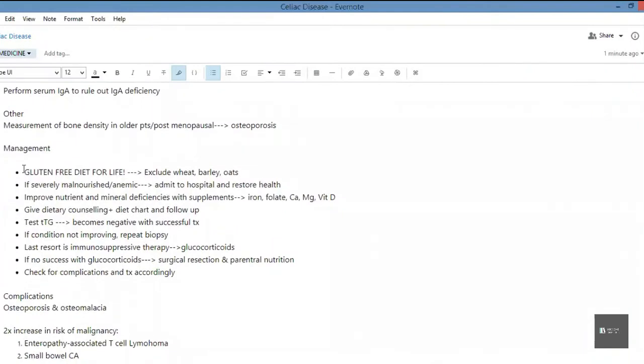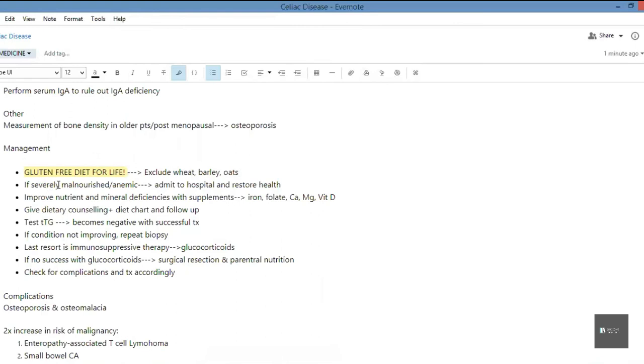Now, the management, which is extremely important, and it solely, I would say, lies on a gluten-free diet for life. So you cannot be taking in any gluten for life, and you need to be very careful. You need to read your food labels and make sure that there's no hidden gluten that you're taking in. You need to exclude your wheat, your barley, and oats. However, you can eat rice, which is a really important point, because these kind of rule out all the staples of our meals except for rice, which we can eat, which is great for these patients.